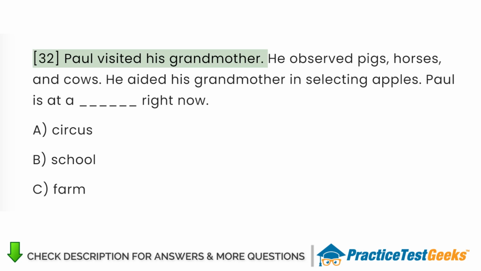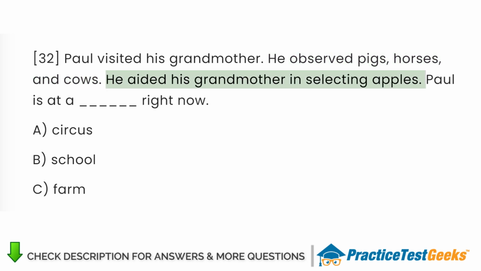Paul visited his grandmother. He observed pigs, horses, and cows. He aided his grandmother in selecting apples. Paul is at her right now. A. Circus. B. School. C. Farm.